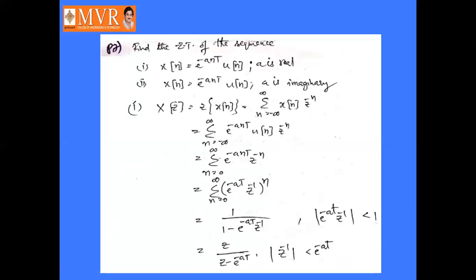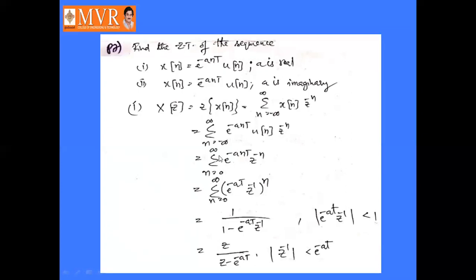Then the next problem is: find the Z transform of the sequence. The first part is x of n equal to e power minus a n t into u of n, where a is real, and the second part is x of n equal to e power minus a n t into u of n, where a is imaginary. So X of z, the Z transform of x of n, is equal to sigma n equal minus infinity to infinity x of n into z power minus n. Since a is real, this is u of n.